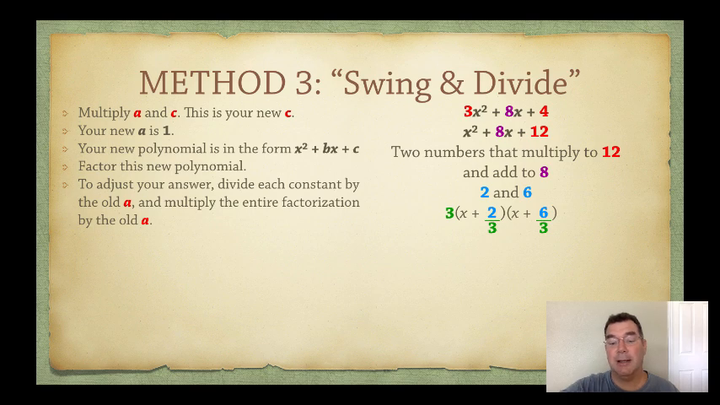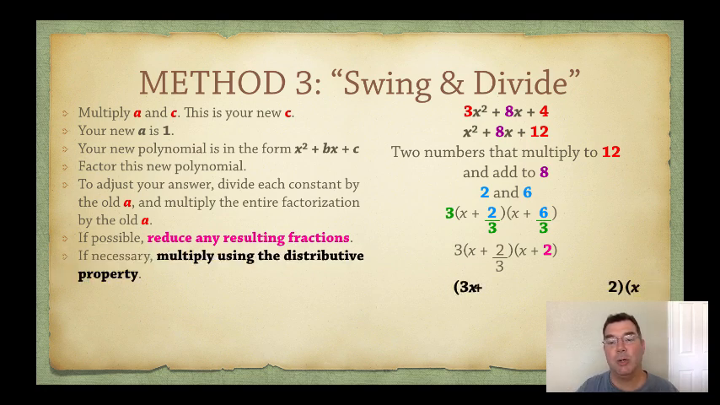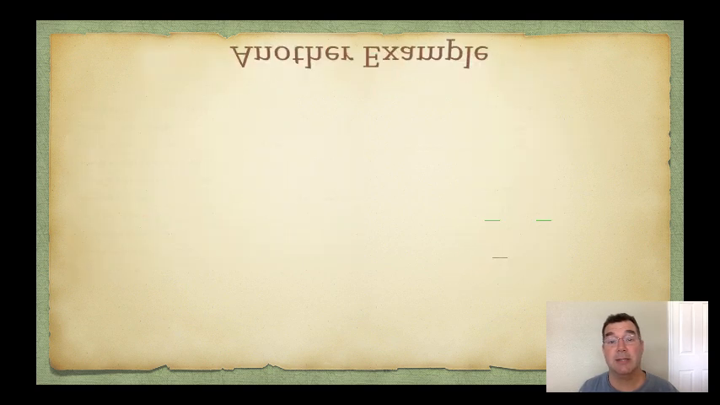It just looks a little ugly. I'm going to simplify some things. That's 6 over 3. I know what that is. That's actually 2, so I can simplify that. And then, because I don't like fractions too much right now anyways, I can multiply that first set of parentheses by 3, and that will get me 3x plus 2 times x plus 2. Okay, and that's the factorization that I got in both of the other methods, so it's a good thing that I got the same answer this time.